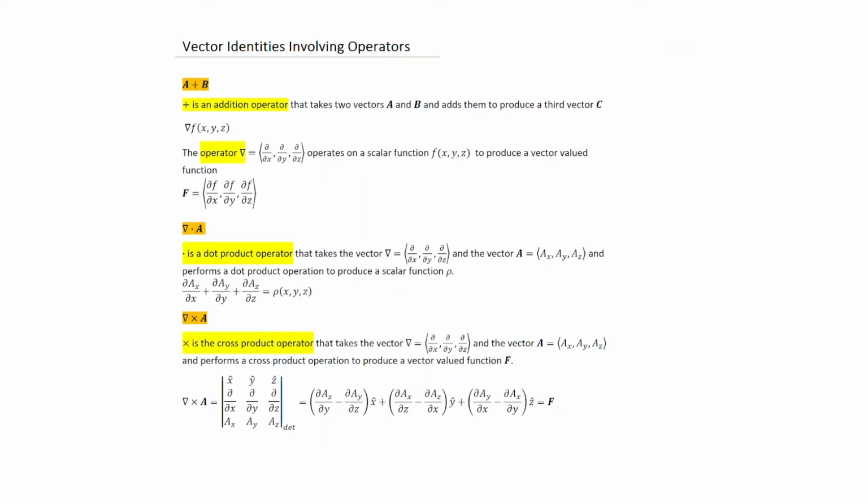Lastly, the curl of the vector field. The cross mark is a cross product operator. It takes the gradient operator vector and the vector A, which has an x and y and z component, and forms a cross product operation to produce a vector valued function F. And so again, whenever you see something of this nature, the first row basically is going to be the unit vectors. The second row are the partial derivatives, which is tied to this. And the third row are the components of the vector field. If we take the determinant of this, then you'll have an x component, a y component, and a z component, and this would be the total field that you're left with.